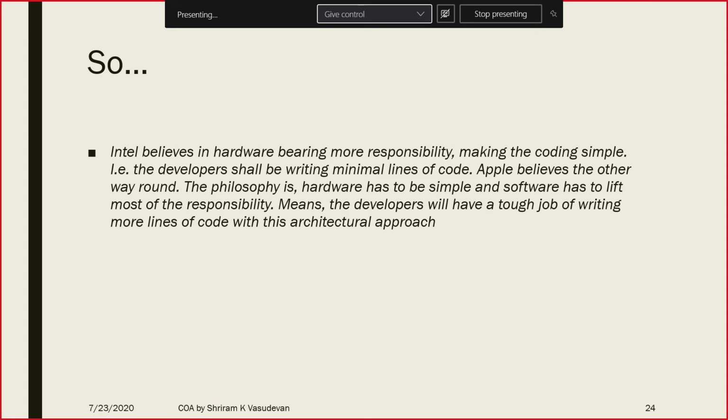Let's conclude it this way. I have taught you this in the previous semester. Again, I'm talking about this because we are going to follow the RISC architecture throughout this semester, so you need to clearly understand the difference. Intel clearly believes that hardware has to bear more responsibility. Apple believes that the hardware has to be simple and software has to shoulder more responsibility. Shouldering responsibility with software is supported by Apple. Shouldering responsibility through hardware is supported by Intel.